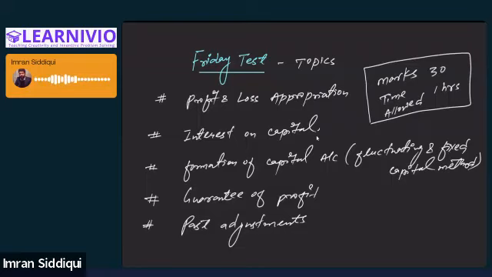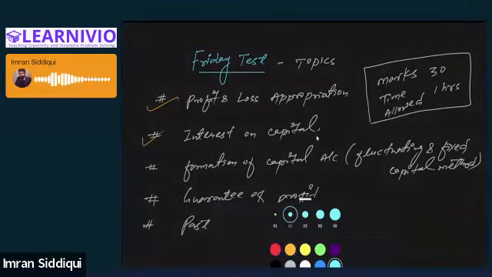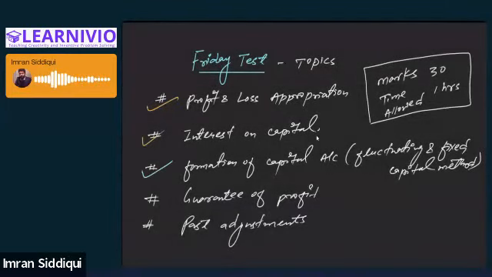If you notice, the first two topics are from the previous tests. So you already have some idea about these topics since you have already given tests based on them. I have added three new topics for the next test: formation of the capital account, guarantee of profit, and past adjustment. All right. So these are the topics for the test that I'll be conducting on Friday. And this time your test will be of 30 marks.